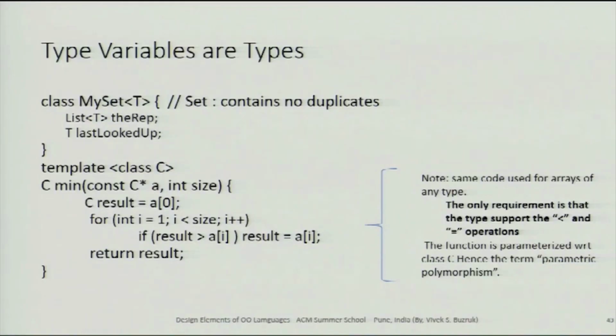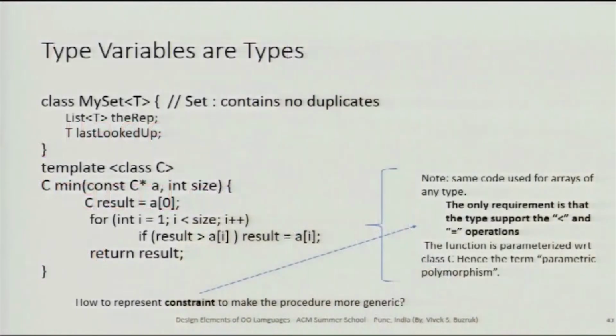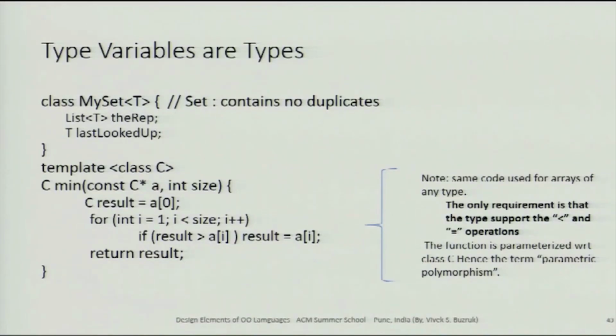If C does not define that function, then this will not work. So there is a constraint. I will not be able to instantiate this min for something which does not have less than or assignment defined. Is it clear? So how do I represent this constraint to make the procedure more usable, or rather more consistent?